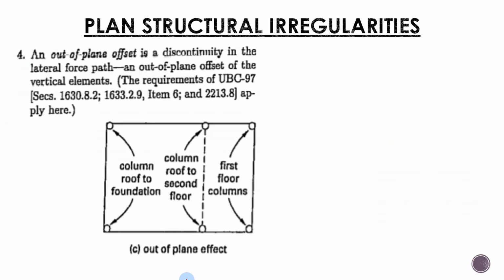Then fourth one, an out of plane offset is a discontinuity in the lateral force path. An out of plane offset of the vertical elements. Okay, so this is a concern. Ang concern ani guys is sa vertical elements or sa column. Pareha ni guys, kung mo ni mong plano, kanina column is first floor lang na siya na column. So kani siya column from roof to second floor. Then kani siya is column from roof to foundation.